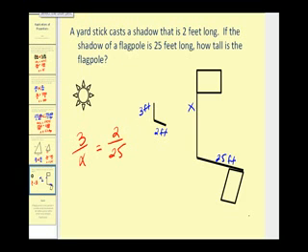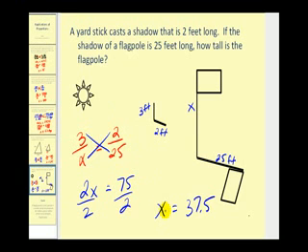And as always, we'll find our cross products. 2 times x must equal 3 times 25, that'd be 75. Dividing both sides by 2, x equals 37.5 feet, which would be the height of that flagpole.